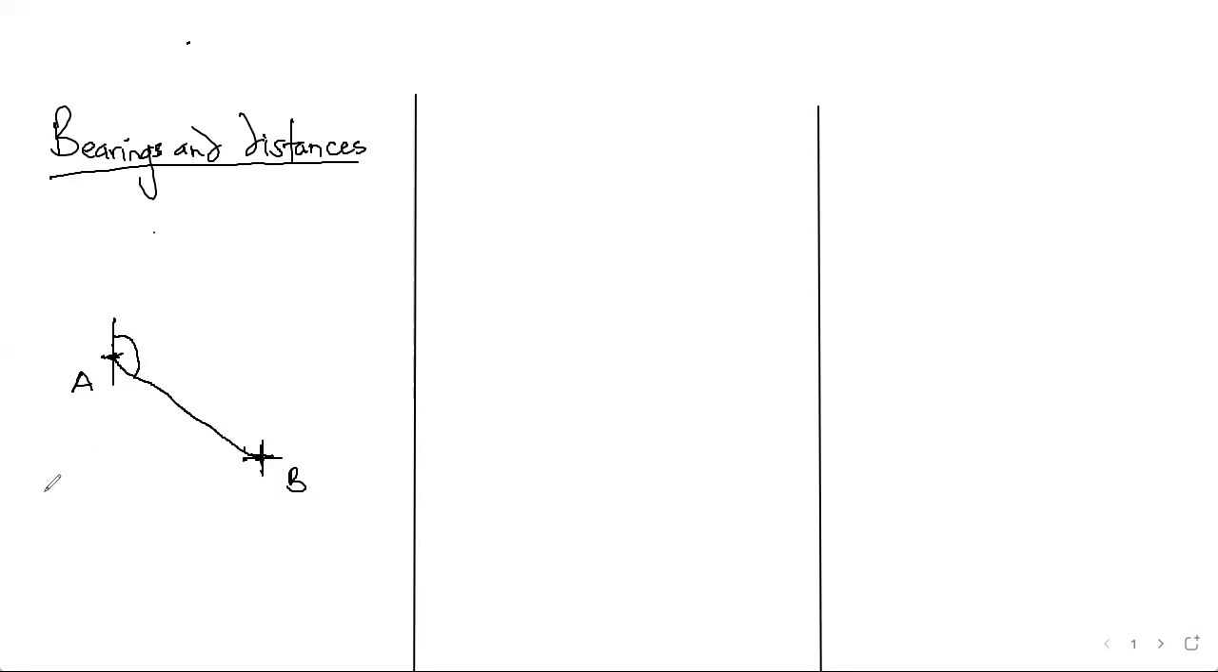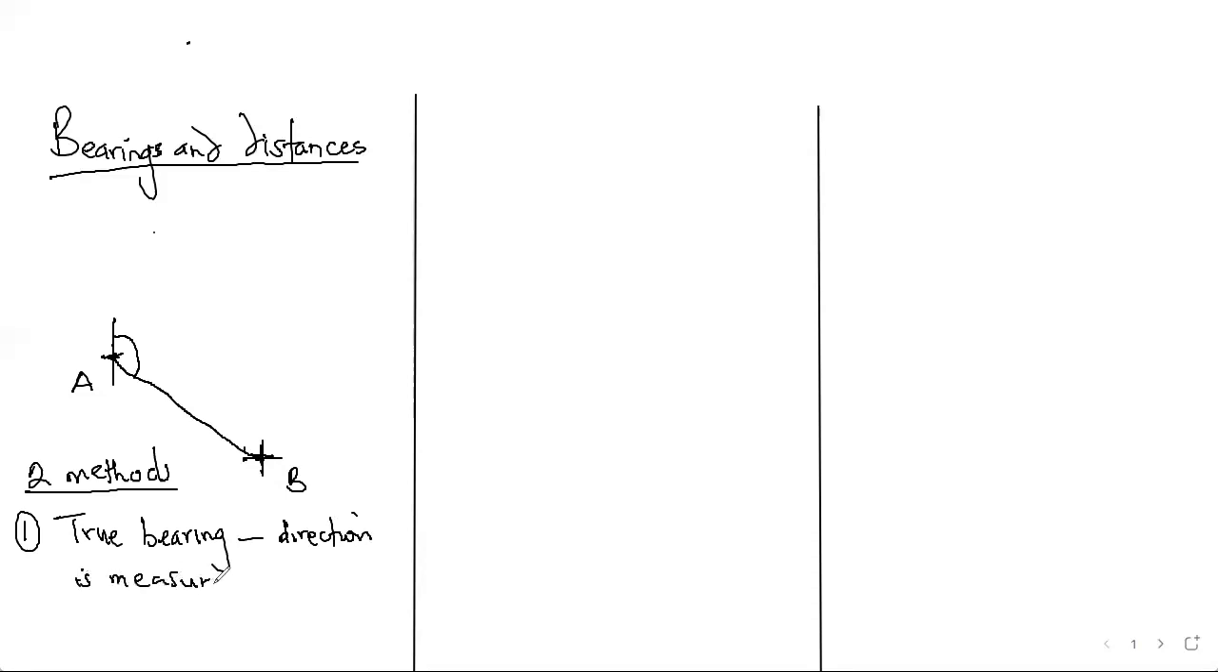The first way is the true bearing method, where the direction is measured in a clockwise manner from the north line. So that's the first way.